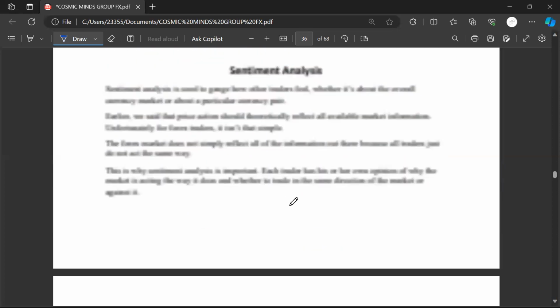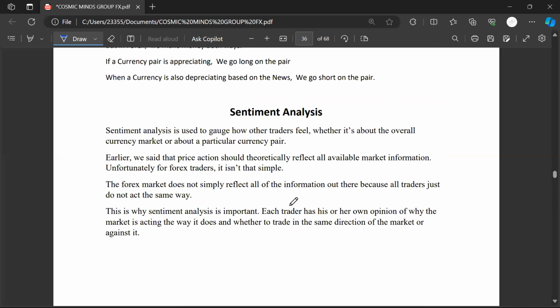And then the last part of the analysis, last but not the least, is the sentiment analysis, right? If you look at the technical, we talk about the charts. If you look at the fundamentals, we talk about economic events, news, policies, and all that, right? Now we are going to look at sentiment. Sentiment analysis is used to gauge how other traders feel. So as the name suggests, sentiment, we are talking about emotions, what people think, their reactions, right? It's psychological, that is it.